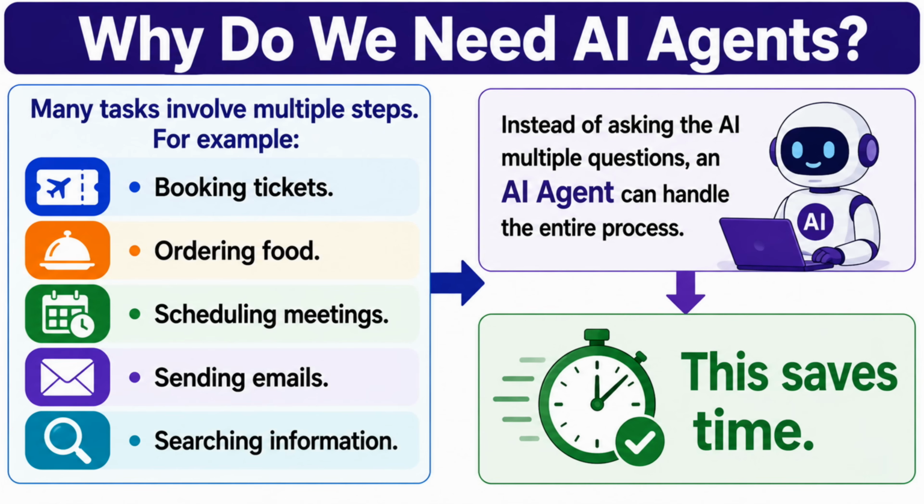Why do we need AI agents? Many tasks involve multiple steps. For example, booking tickets, ordering food, scheduling meetings, sending emails, and searching information. Instead of asking the AI multiple questions, an AI agent can handle the entire process. This saves time.